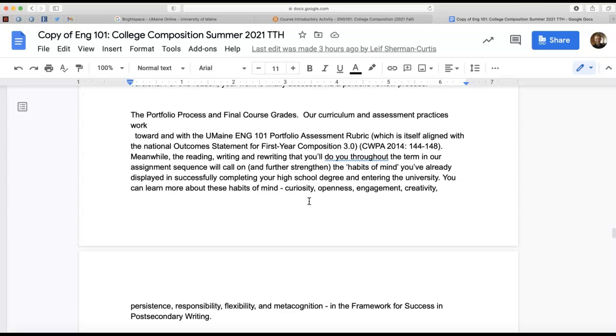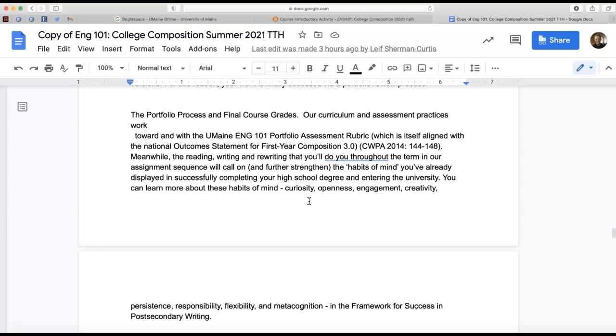Your final portfolio, and there'll be more on this later, will represent your very best writing and your very best work from this semester. When we come to the end of the term, you will submit your portfolio through me to the English department's portfolio review committee. Two people on that committee who are not me will look at your work and they will determine whether or not your work indicates that you should pass English 101. Again, it's not me. It's important to be aware of that.